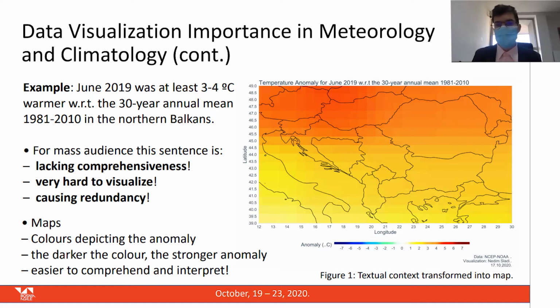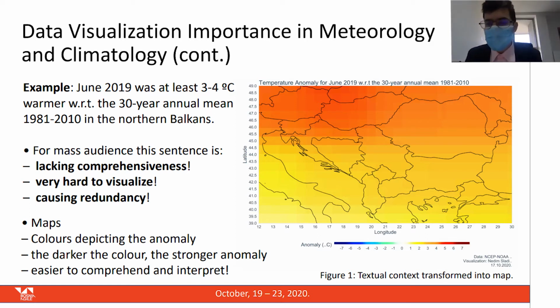With maps, we have the ability to cover the specific area that we want to analyze. For example, I mentioned here Northern Balkans. So in R, I made a map depicting the specific area I want to visualize. I also mentioned that it was 3 to 4 degrees warmer, which I can represent with the color bar. On the map, I have a scale at the very bottom. We have colder and warmer colors, each representing a specific anomaly. The darker color is the stronger anomaly, and it's easier to comprehend and interpret.